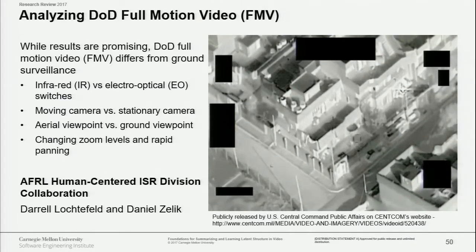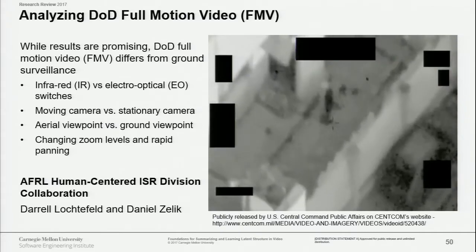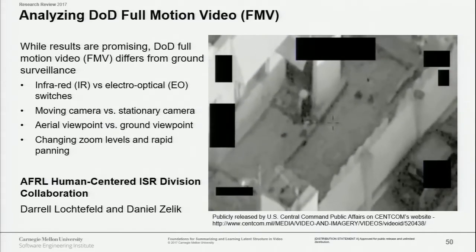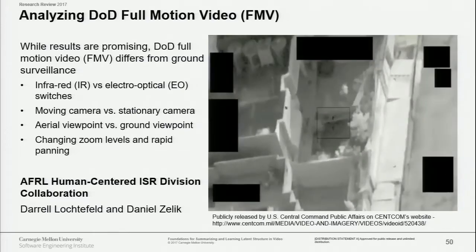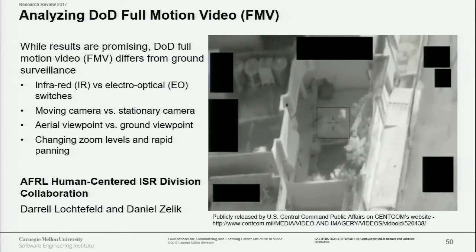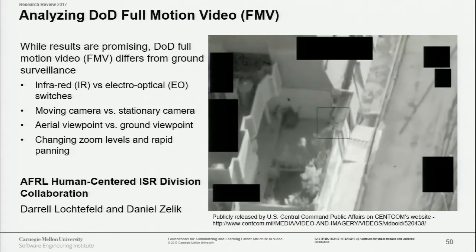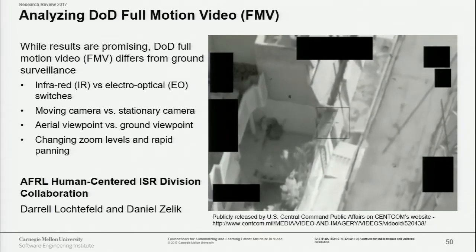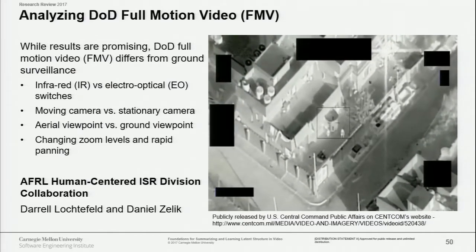And so some of the key differences between the video we were looking at and this video is you get switches between infrared video and electro-optical. So your algorithms have to be tuned to that. Obviously, a moving camera introduces some other difficulties because you may not necessarily know whether it's the camera that's moving or the objects themselves.